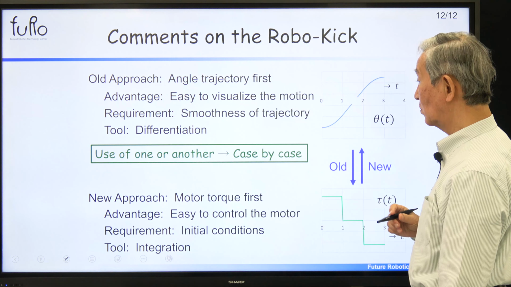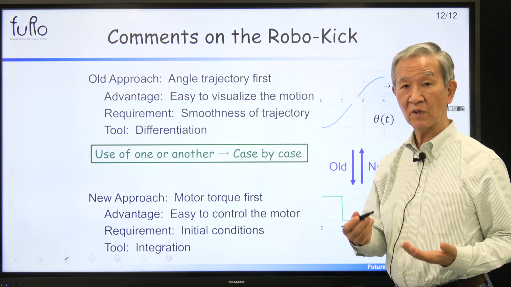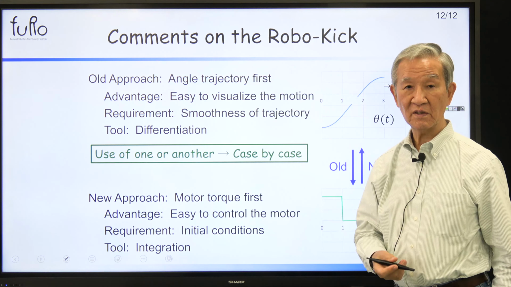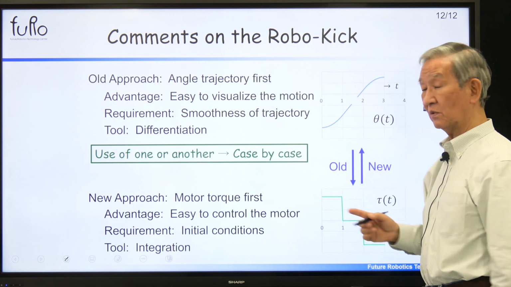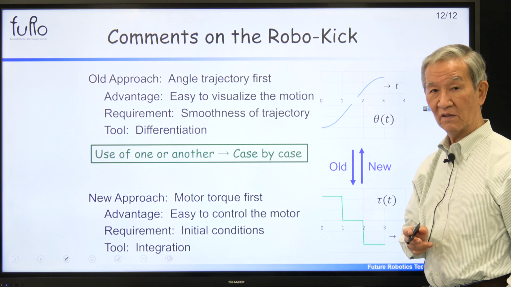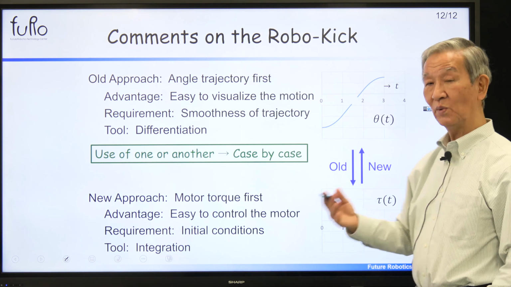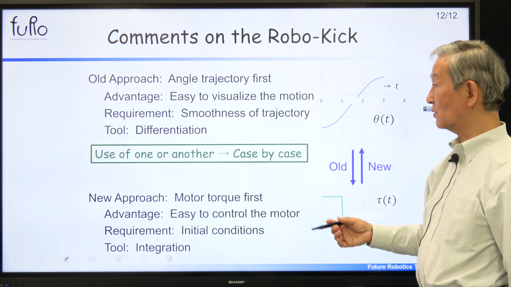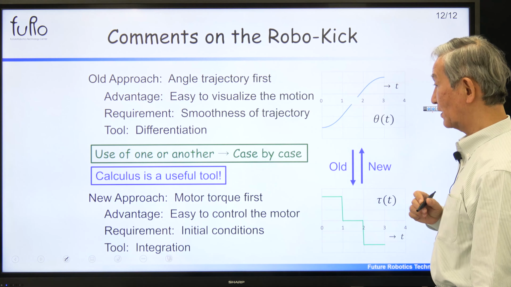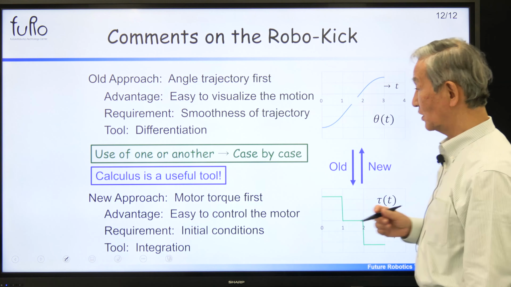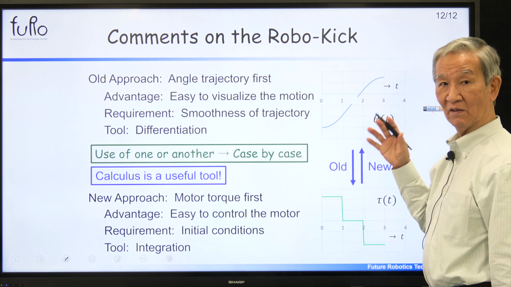Okay. Use one or another, case by case. It all depends on what you want to do in what situation. Sometimes you may want to do the old style, or sometimes you may want to do the new style. But now you can do both of them, right? Because you do know the tools. You can use the tools to go one way or the other. Okay. So, the conclusion is that calculus is a useful tool for robot control.